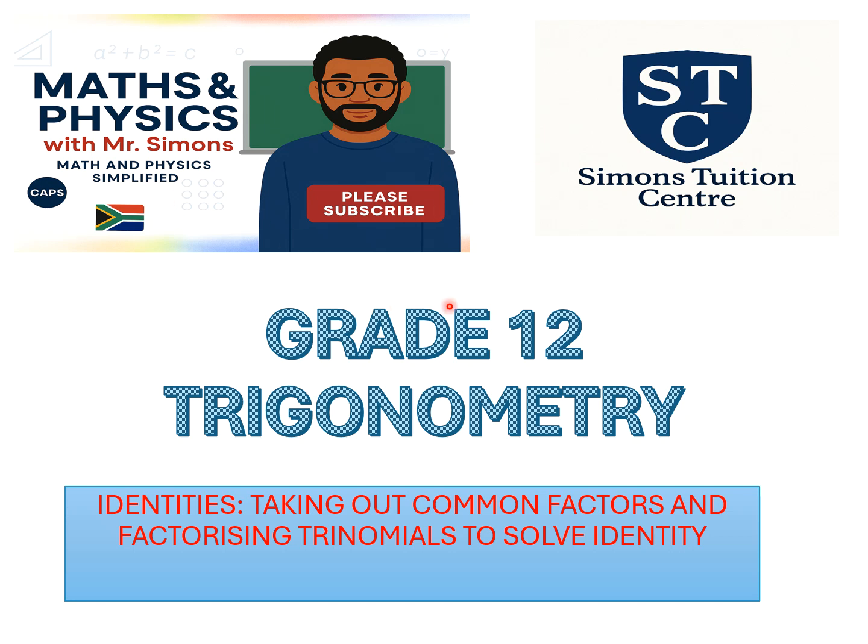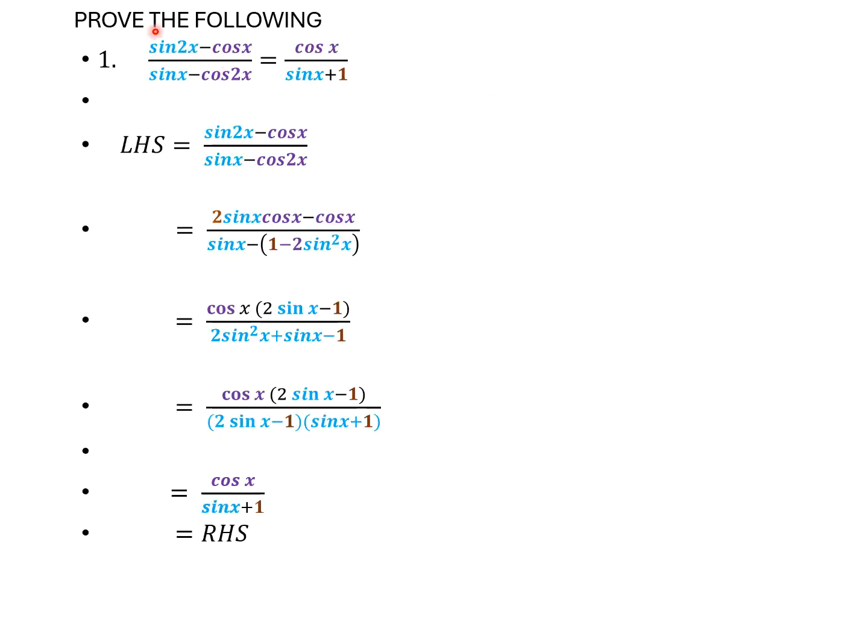Today's grade 12 trigonometry lesson. We're still on identities, and now we're looking at taking out common factors as well as factorizing trinomials to solve identities. Right, so we say prove the following.